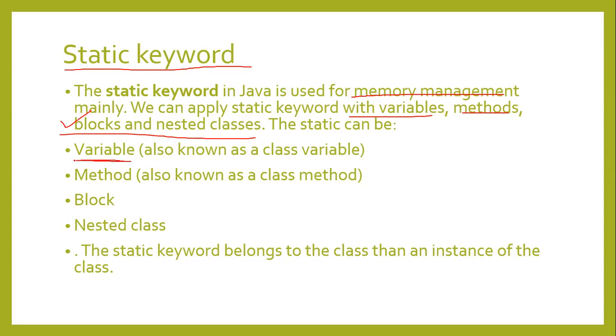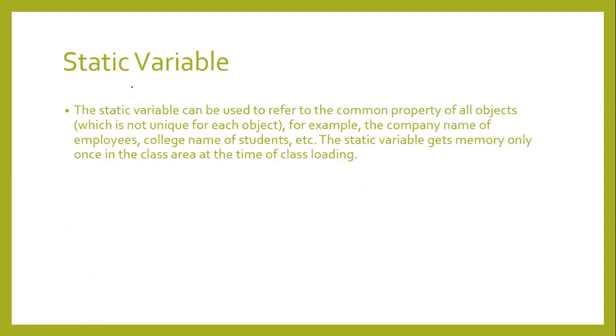If the variable is static, then you can also call that a class variable. And if the method is static, you can also call that a class method. And then it is applicable to blocks and to nested classes. There's one more key point to note. The static keyword belongs to the class, rather than an instance of the class. So the static keyword does not belong to an object, rather it belongs to the class. We will understand more in detail as we proceed further. Let's begin with the static variable.